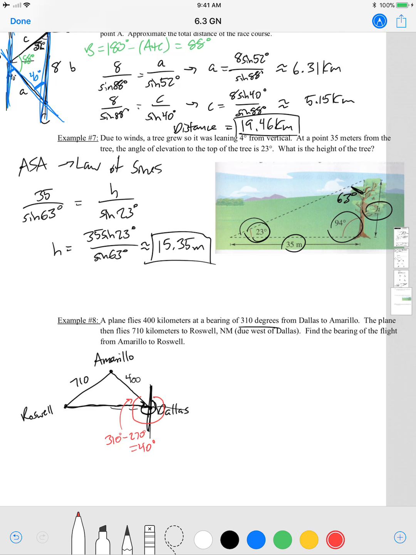Let's see, what else can I solve for? Now that I know this angle in here, can I solve for this angle? 710 over the sine of 40 degrees equals 400 over the sine of, we'll just call this theta. So the sine of theta is 400 times the sine of 40 degrees, all over 710. Inverse sine of both sides, so that angle in there is about 21.23 degrees.